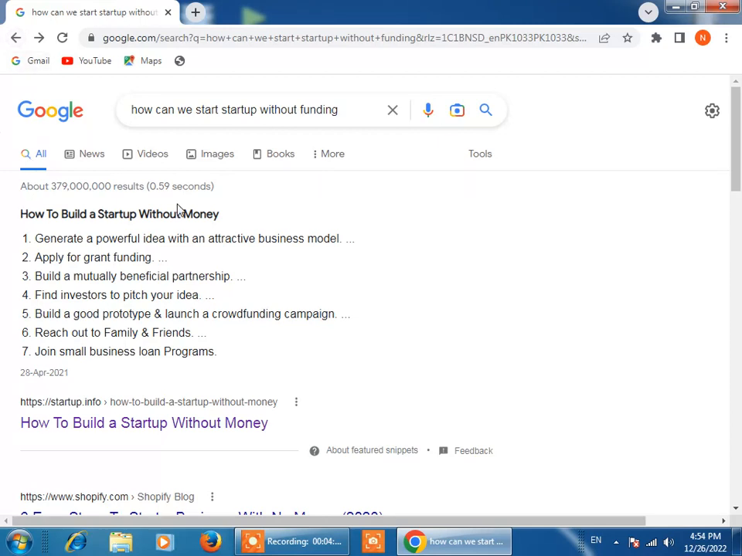One of the most important things is how to build a startup without money. Number 1, generate a powerful idea with an attractive business model. Number 2, apply for grant funding. Number 3, build mutually beneficial partnerships. Number 4, find investors to pitch your idea. Number 5, build a good prototype and launch a crowdfunding campaign. Number 6, reach out to family and friends. Number 7, join small business loan programs.